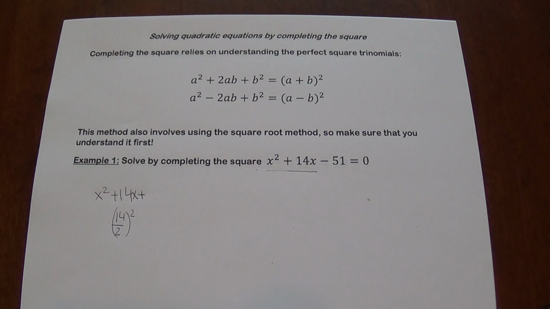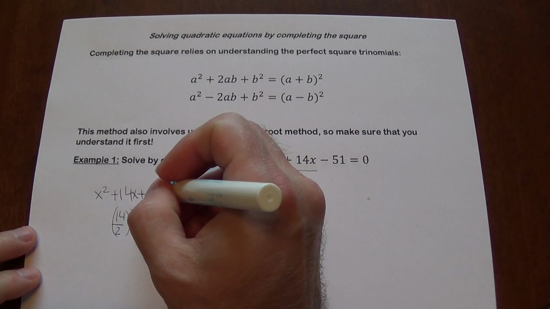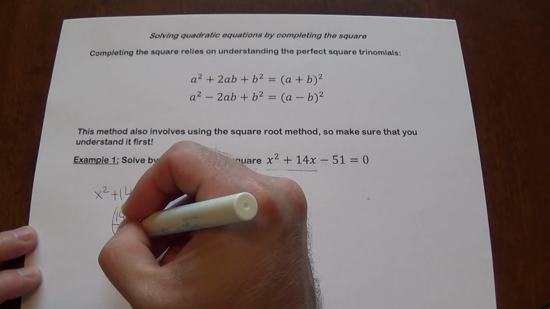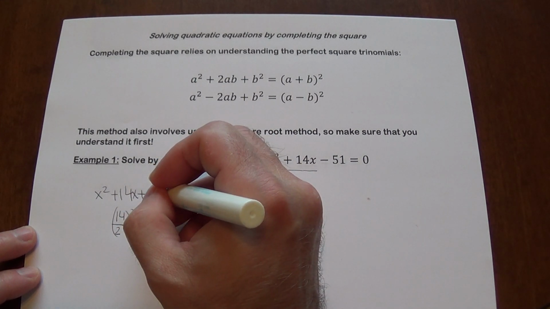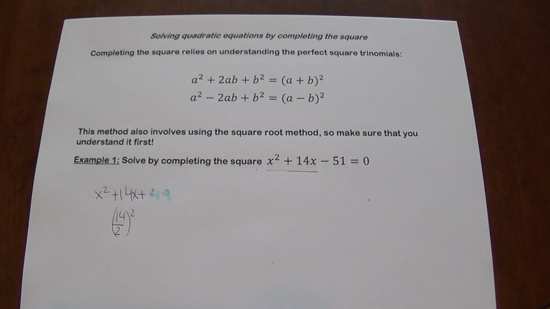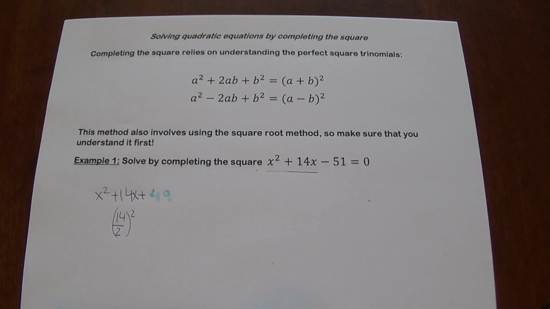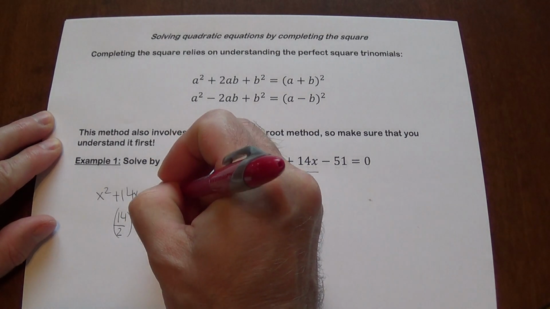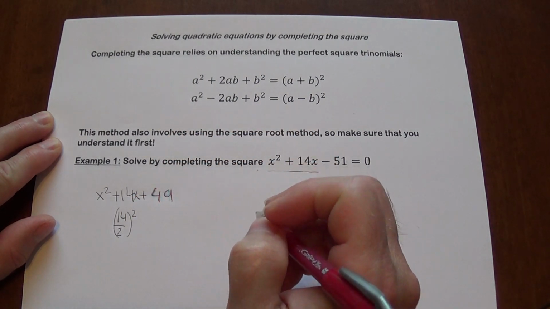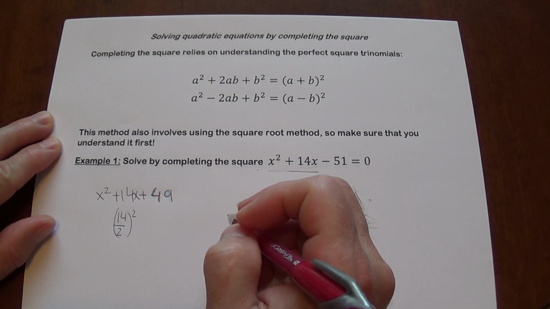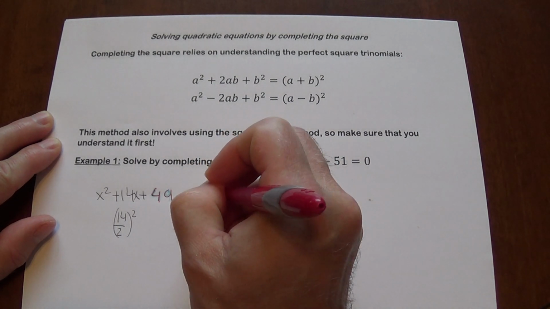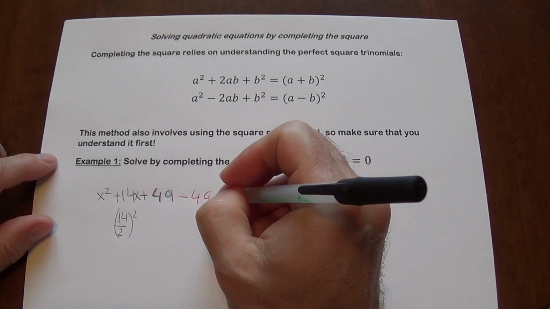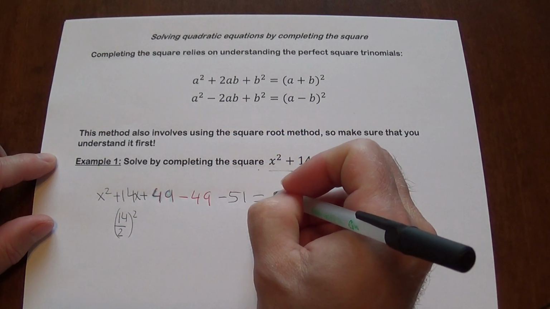And here's where we need to be careful, because when we add a number here, we don't have the same equation anymore. So 14 divided by 2 is 7. 7 squared is 49. So 49 is what we brought in that we did not have. So if we want to keep our equation in balance, we need to subtract 49, right? And then I'm going to copy minus 51 equals 0.